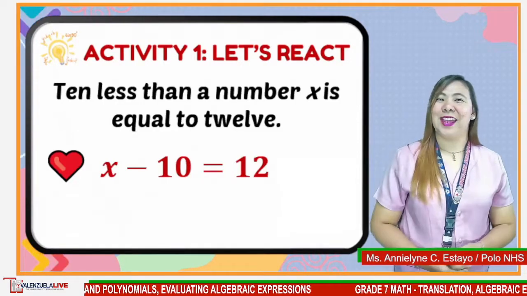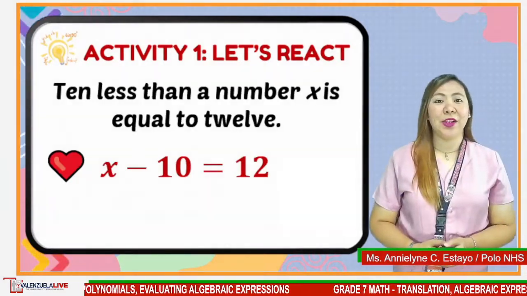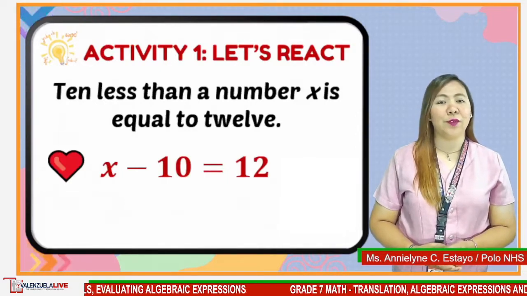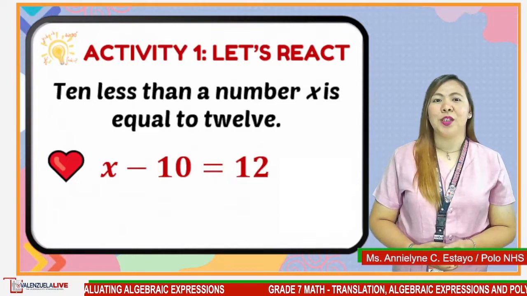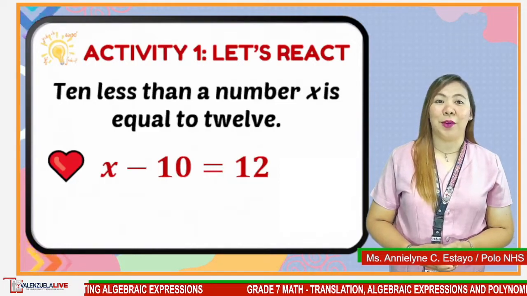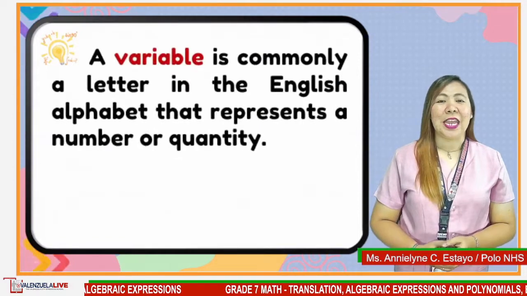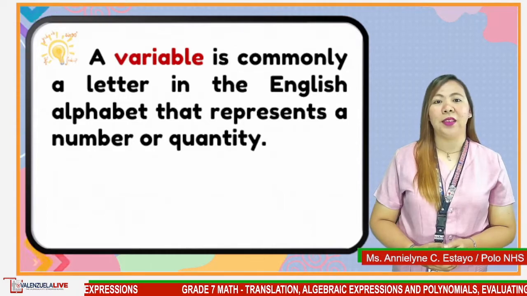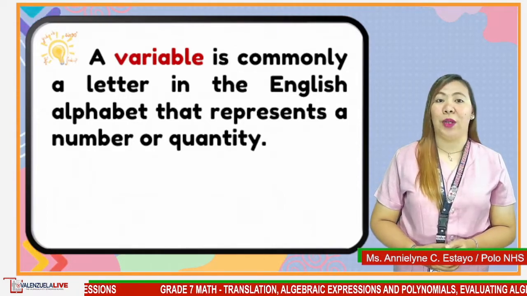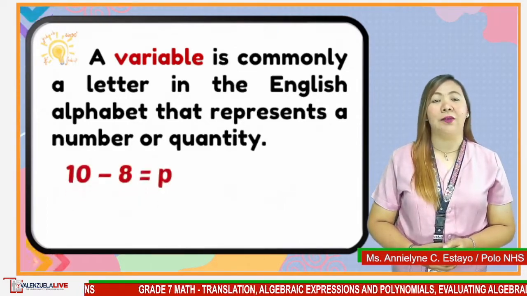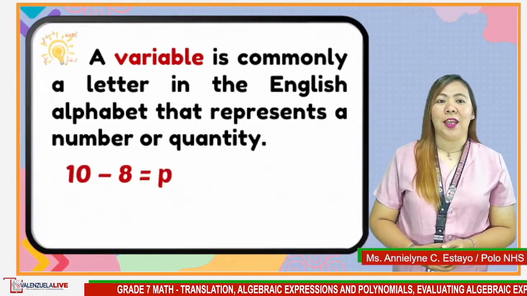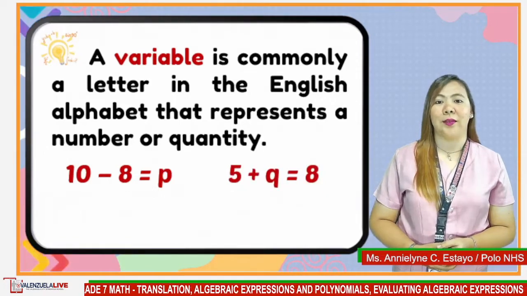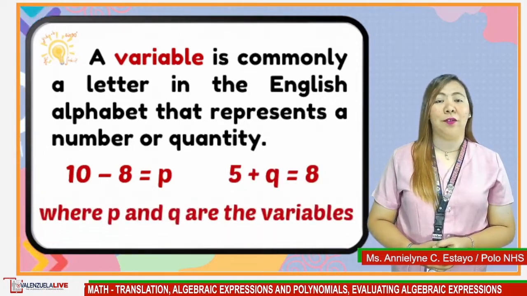Good job, students. In the previous lesson, it is stated that for an unknown value, we use a variable to represent it. So what do we mean by variable? A variable is commonly a letter in the English alphabet that represents a number or quantity. Let's say we have 10 minus 8 is equal to P, and 5 plus Q is equal to 8. P and Q are the variables used.